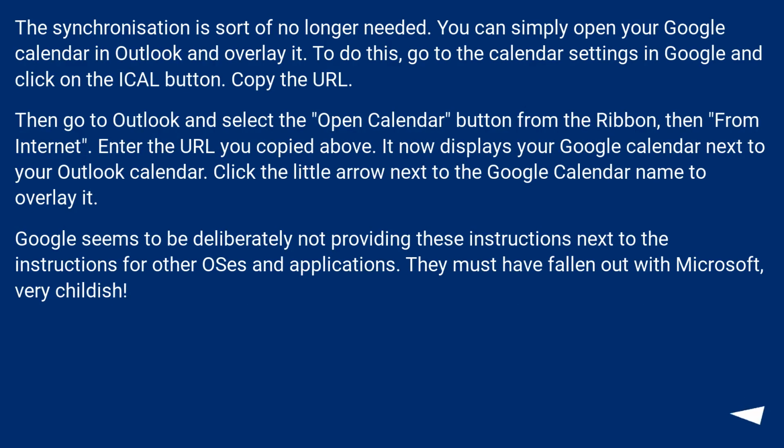The synchronization is sort of no longer needed. You can simply open your Google Calendar in Outlook and overlay it. To do this, go to the calendar settings in Google and click on the iCal button. Copy the URL. Then go to Outlook and select the Open Calendar button from the ribbon, then From Internet. Enter the URL you copied above. It now displays your Google Calendar next to your Outlook calendar. Click the little arrow next to the Google Calendar name to overlay it.